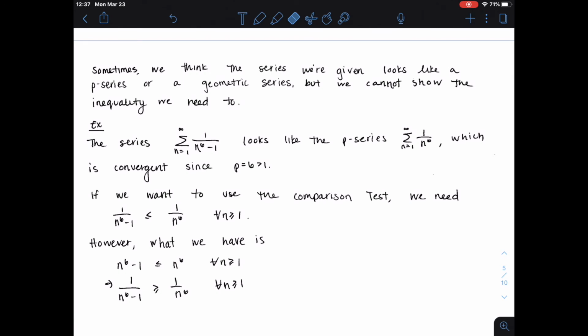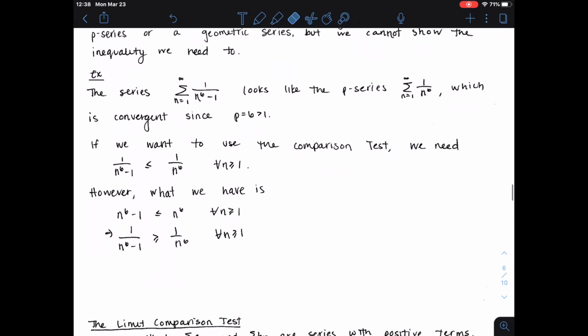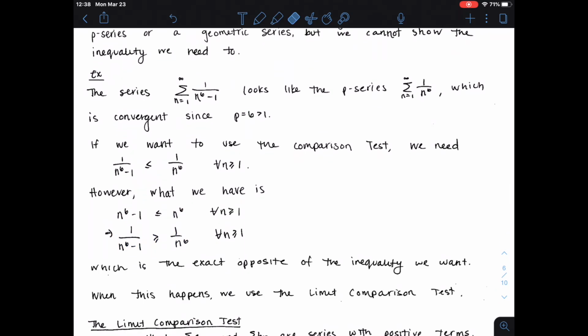However, we actually get the opposite. Since n to the 6 minus 1 is less than n to the 6, when you flip the fractions, you get the reverse inequality of what you actually want. So this is a problem. It's the exact opposite of what we need. So when this happens, you're going to want to use something called the limit comparison test. And I'd recommend using this to begin with because you guys are much better at taking limits. And that's exactly what you're going to do.